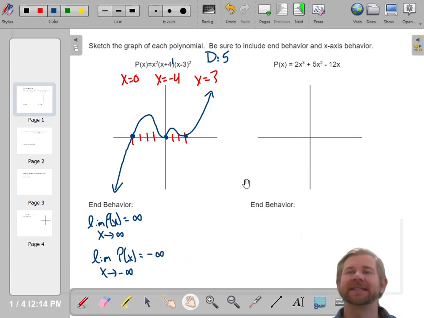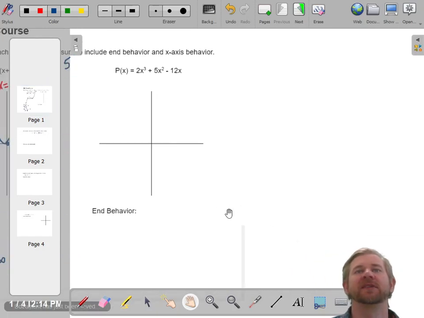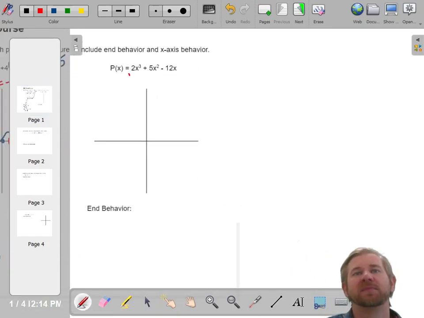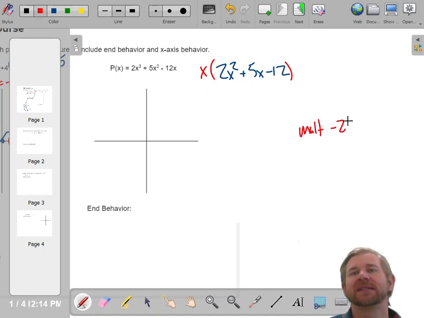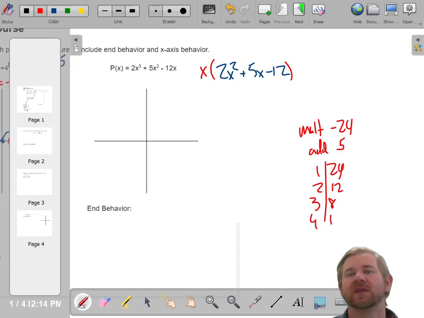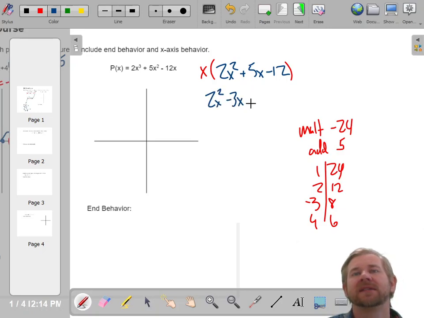The second one is not factored, so the first step is going to be to factor it. There's a big GCF, so that's nice. I'll factor out the x. Now I have 2x squared plus 5x minus 12, and I'm going to have to split the middle. So what multiplies to negative 24 and adds to 5? I'll just make a chart. 2 and 12, 3 and 8, 4 and 6. Where do I put the negative sign? Negative 3. So 2x squared minus 3x plus 8x minus 12.